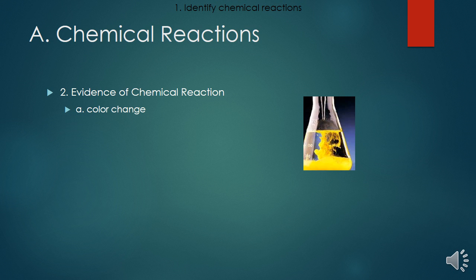So here's a picture of what that might look like. Notice here we have some sort of clear solution, and then we can see the end of a pipette here. Some solution is being dropped into this flask here, and then when these two mix, we get some sort of yellow substance here. So we get a color change. That yellow substance is obviously something new, because substances don't just randomly change color.